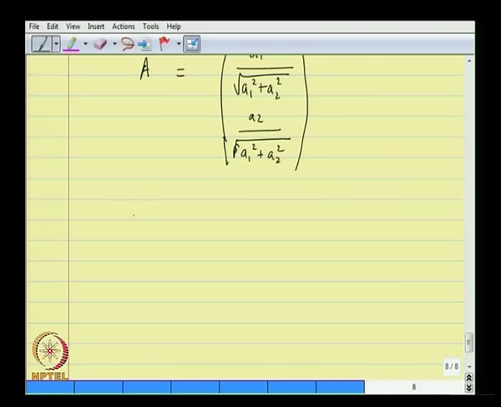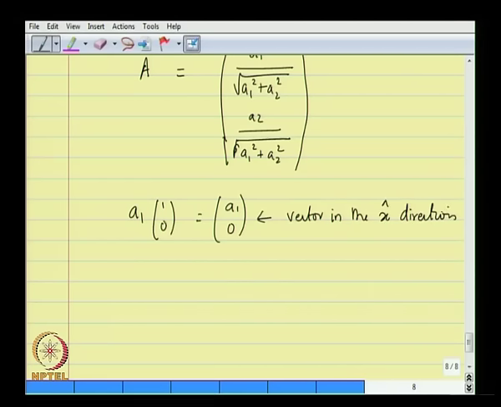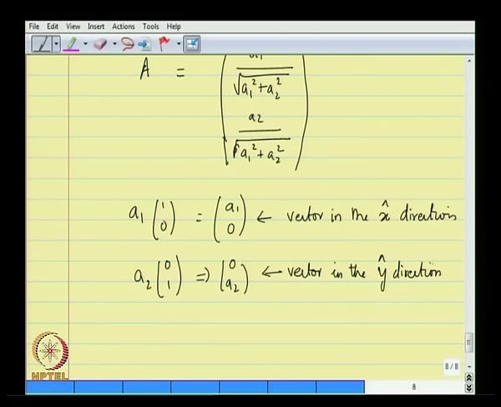You can easily now see that the component A1 can be obtained: A1 times (1, 0), which is (A1, 0). This is the vector in the x direction. And the quantity A2 times (0, 1) is (0, A2), the vector in the y direction. Okay. This is so much for the two dimensions.